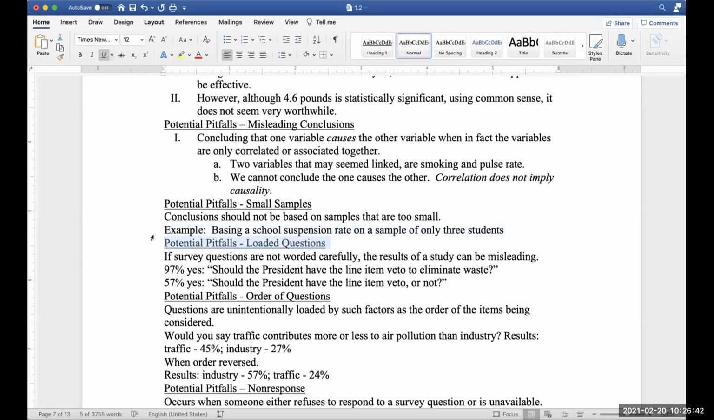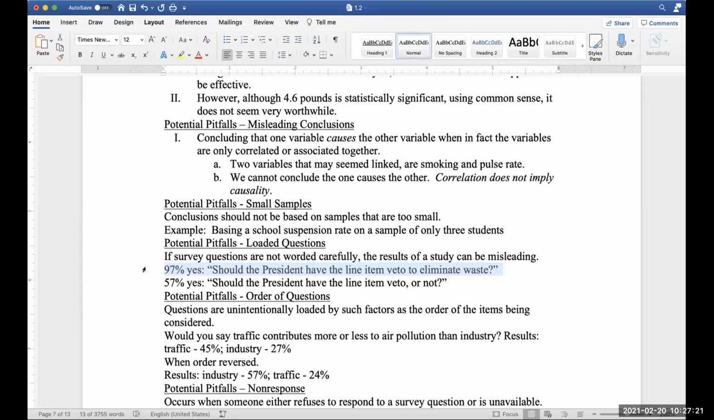Another potential pitfall: loaded questions. If a survey question is not worded properly, the results of the study can be misleading. They did a study, and 97% answered yes to the following question: Should the president have the line item veto to eliminate waste?